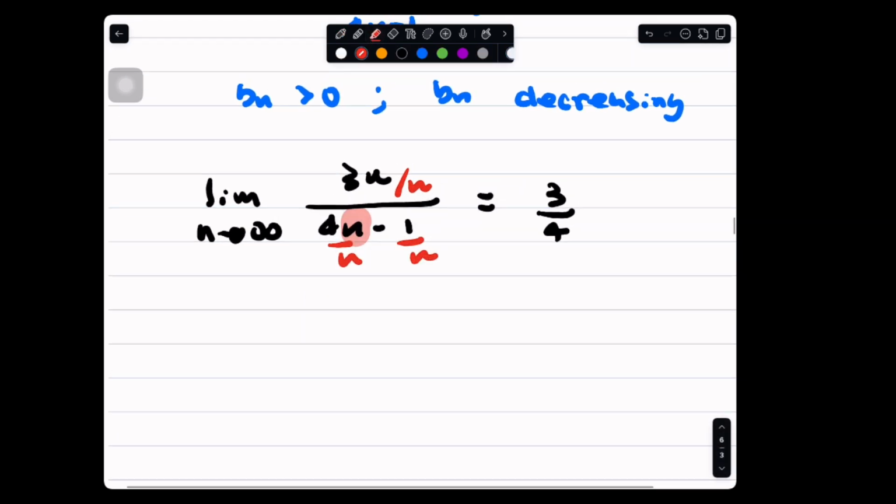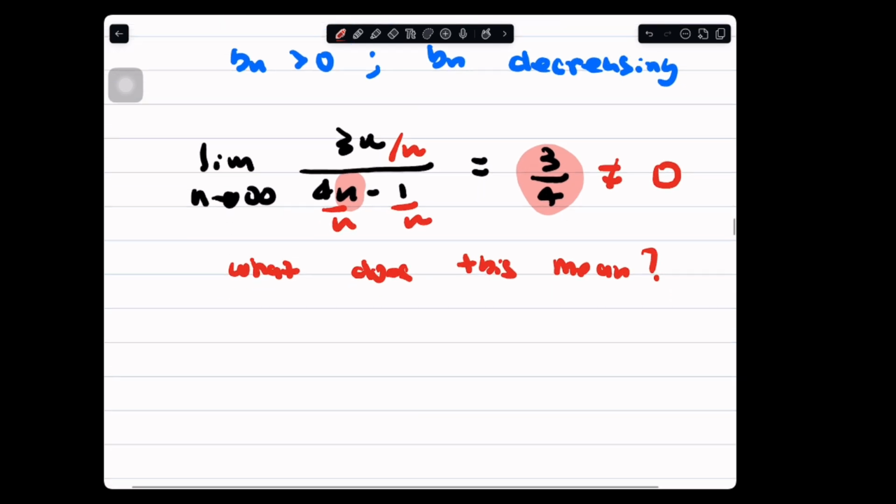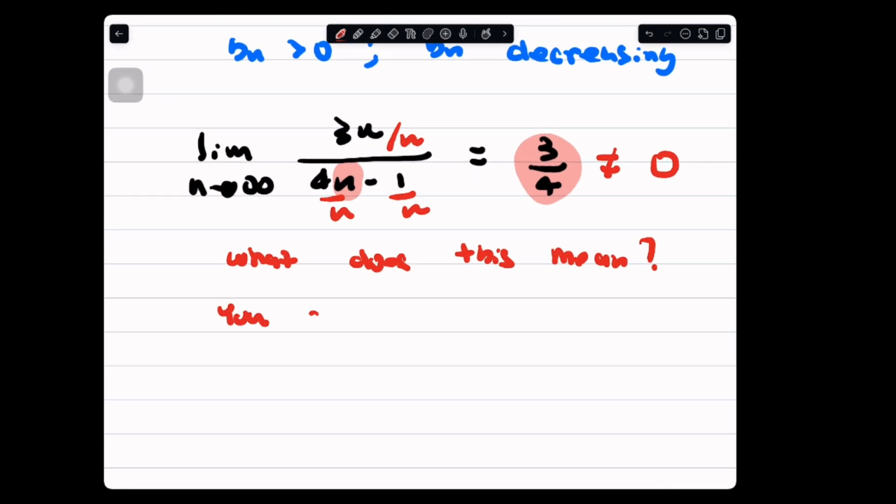All right. Now, what's the story about this? This is not equal to what? 0. All right. What does this mean? Well, it doesn't meet the requirement for AST. You can't use what? AST. That's what I want to bring home to you guys. You can't use AST. AST is out.